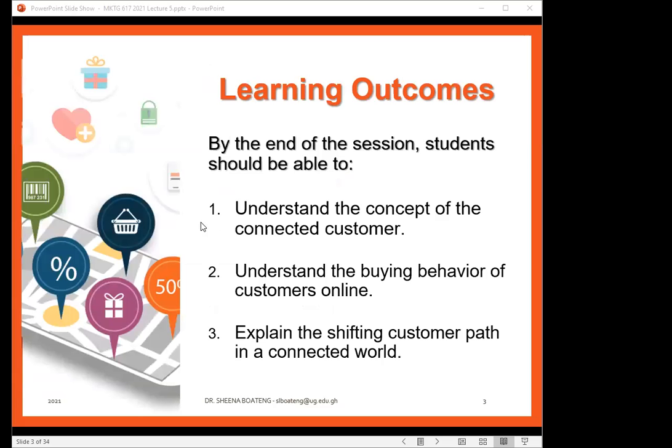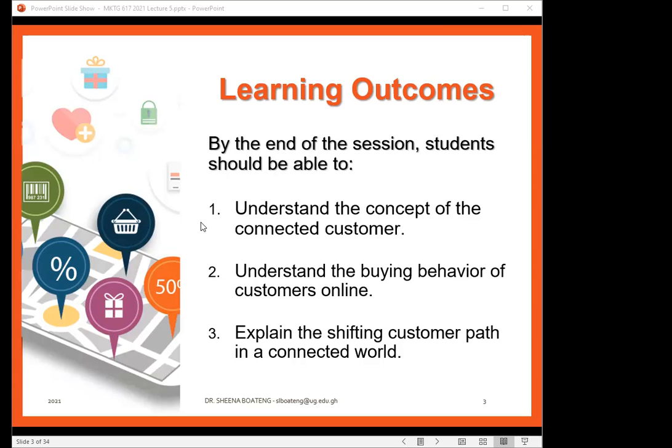So as usual, there are certain learning outcomes we hope to achieve by the end of the session. The first one is to be able to understand the concept of the connected customer. We want to know who the connected customer is and what this concept means for us as e-marketers. At the same time, we also want to understand the buying behavior of customers online. Particularly look at the buying process and how online technology can facilitate this process, since that is the main aim of the e-marketer, to market and sell products and services to these customers online.